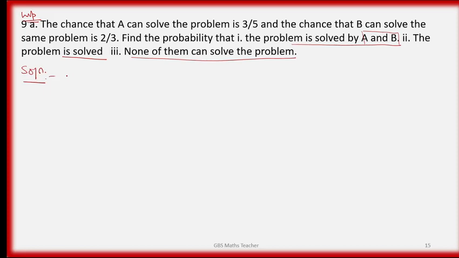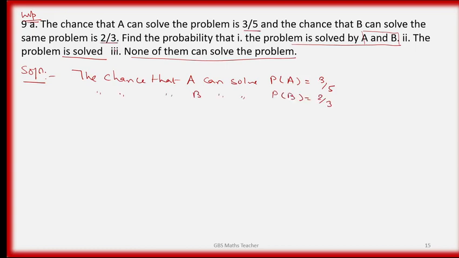The chance that A can solve, that is probability of A equal 3/5. The chance that B can solve, that is probability of B equal 2/3. 3/5 and 2/3. Now the first case is: the problem is solved by A and B.